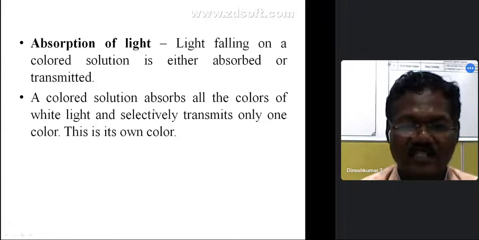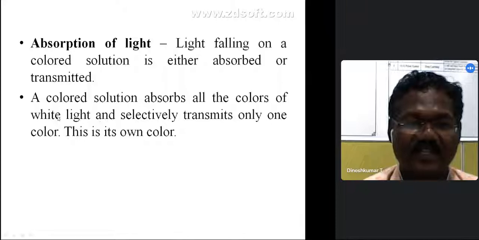A colored solution absorbs all the colors of white light, and selectively transmits only one color. This is one color. Okay, this is a very important point. It transmits only the one color.